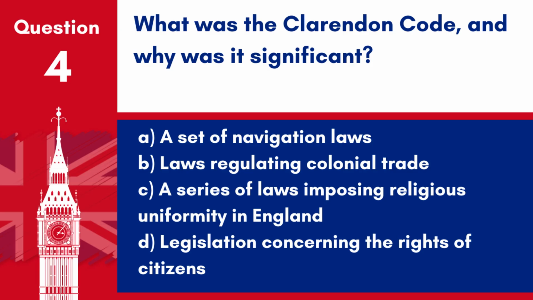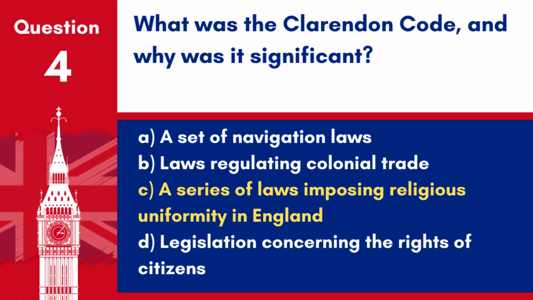Question 4. What was the Clarendon Code, and why was it significant? A. A set of navigation laws. B. Laws regulating colonial trade. C. A series of laws imposing religious uniformity in England. D. Legislation concerning the rights of citizens.